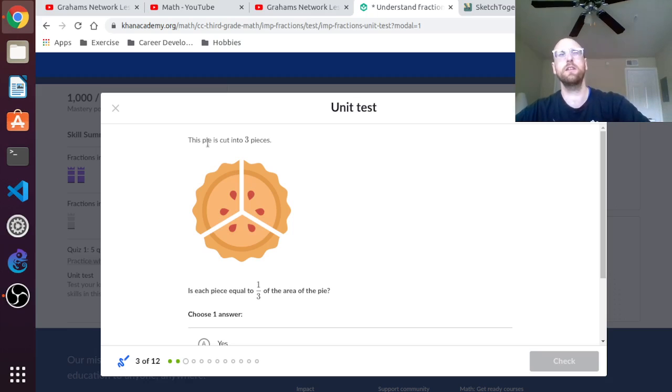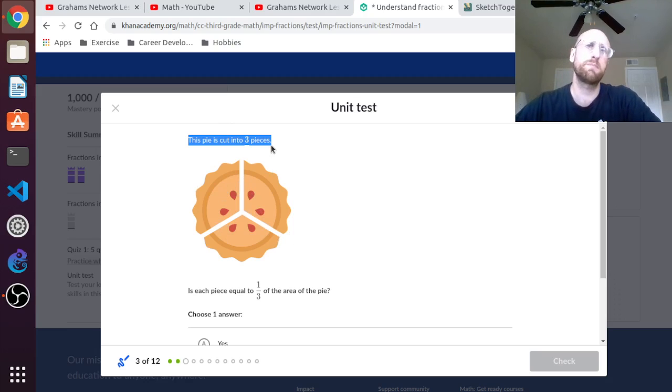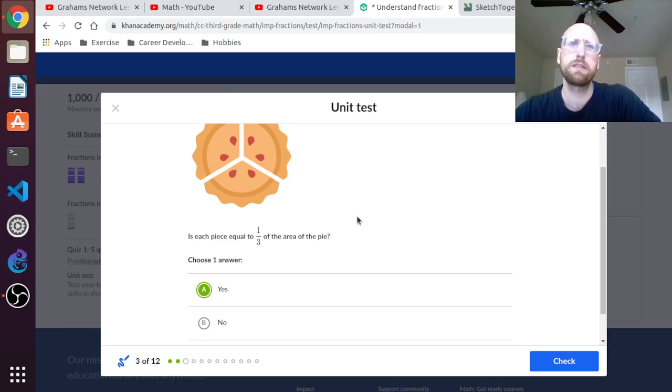So we don't know exactly if that's the case because it doesn't say here if it's cut into 3 equal pieces. According to the picture here, it appears as though it is. And I don't think this is meant to be a trick question, so I'm going to answer yes.